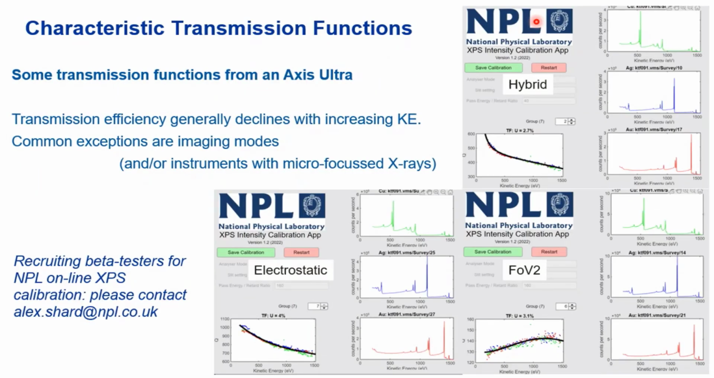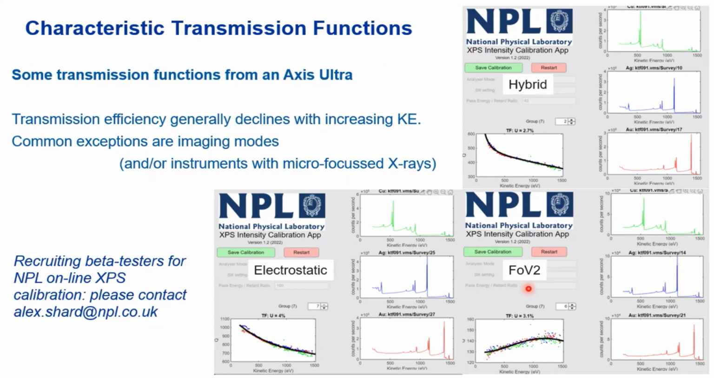Okay, so here's just some examples of transmission functions from an Axis Ultra. This is the NPL instrument. See the hybrid and the electrostatic. These are typical functions, and they all come down with kinetic energy, dropping by a factor of about 2 from one side to the other.